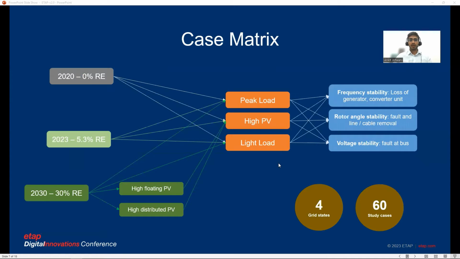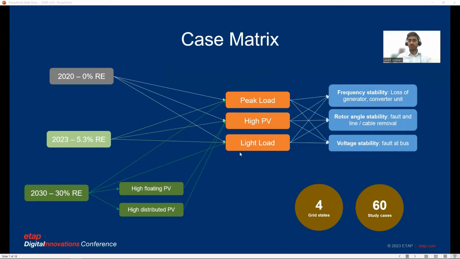So the system case matrix looked something like this. We had three different years, and for each of these years, we looked at the peak load case, the high PV case, and the light load case. For 2030, depending upon the system development pathway, we had a high floating PV scenario and a high distributed PV scenario.